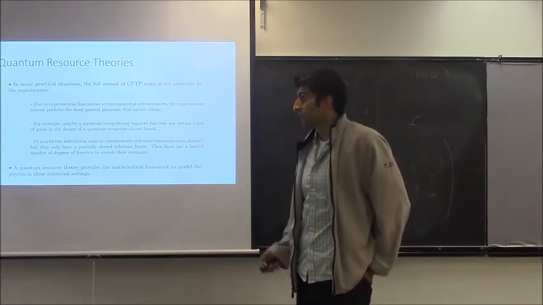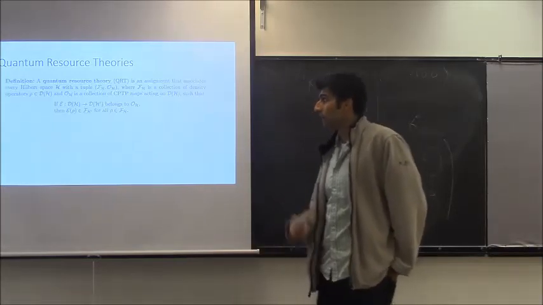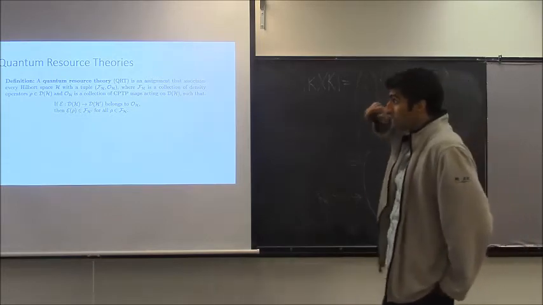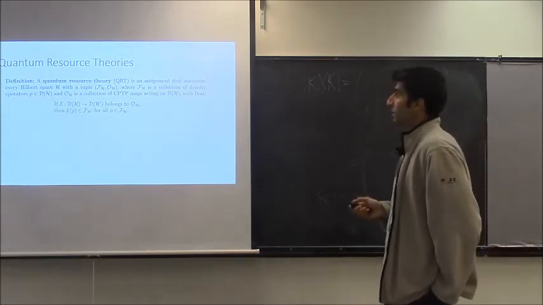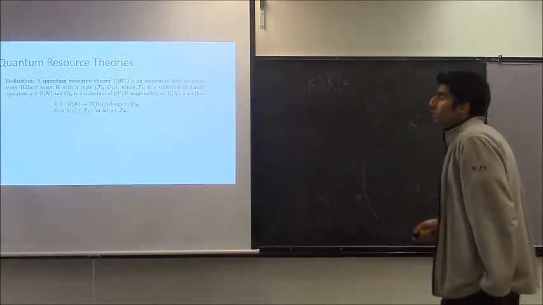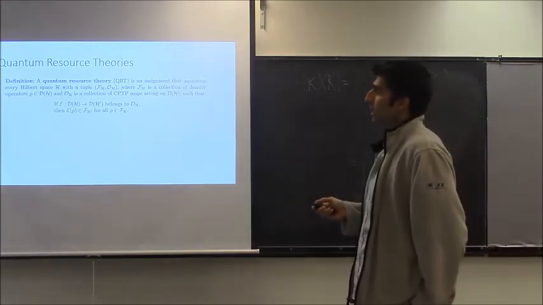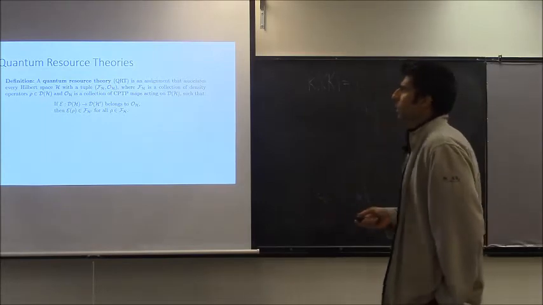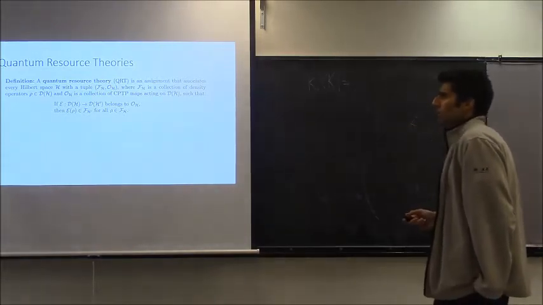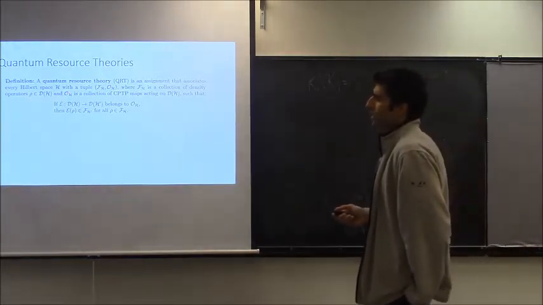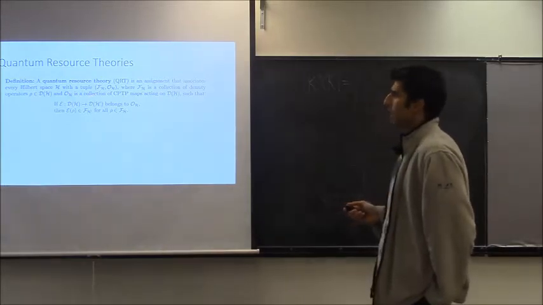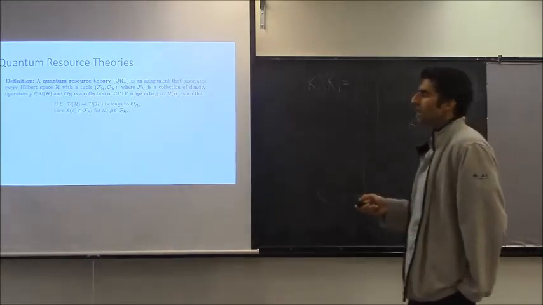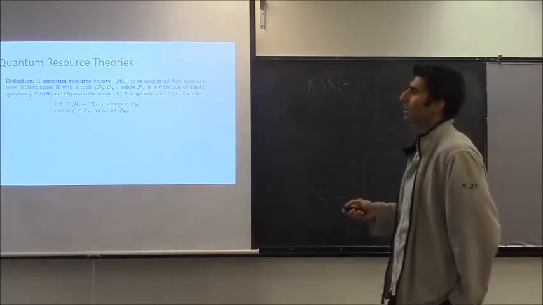Okay, so that's the motivation. And so here's the definition. We'll say that a quantum resource theory is an assignment that associates every Hilbert space H with a tuple FH and OH, where FH is a collection of density operators acting on H, and OH is a collection of CPTP maps acting on the set of density operators, such that, and this is the key property right here, all right?